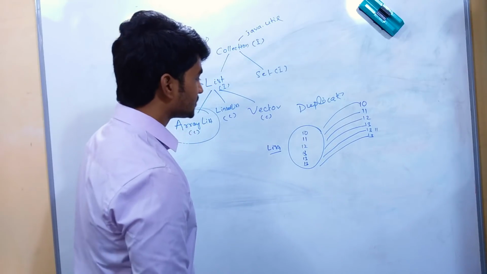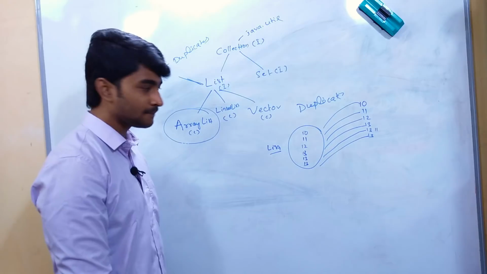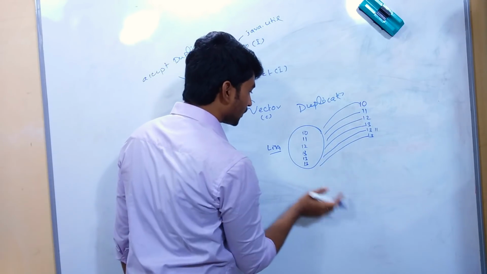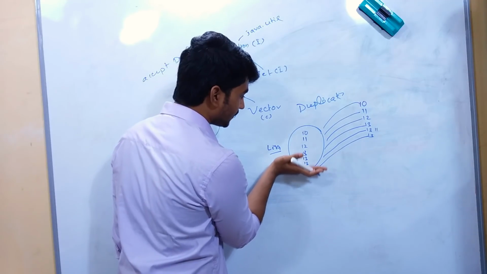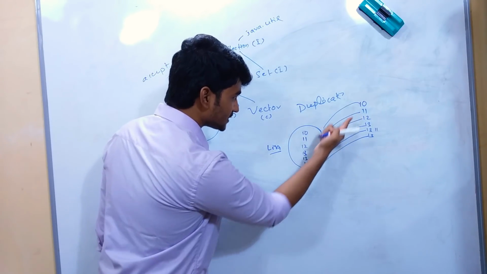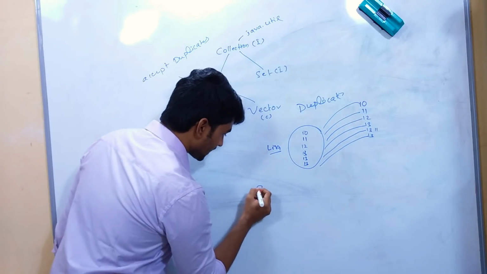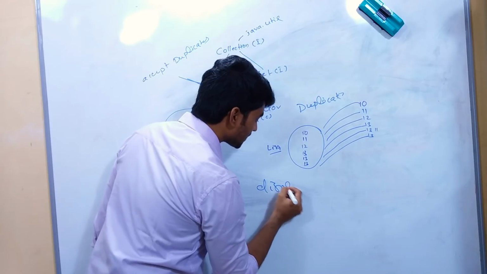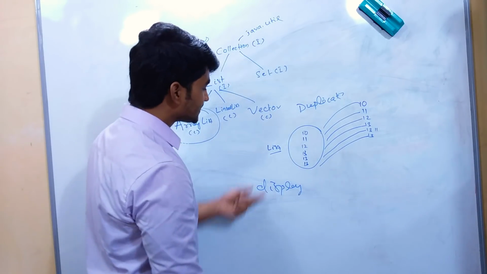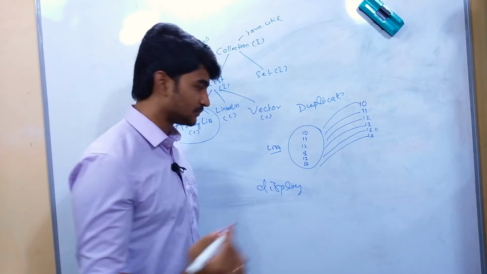One more thing I want to tell you: if I want to display all these numbers right now, the order in which we insert them is the same order in which we can display them. Let's say my order of insertion is 10, 11, 12, 13, 13. If I say, hey List, display me all the elements that you have, the List will say, okay, the order you have inserted, in the same order I'm going to display.